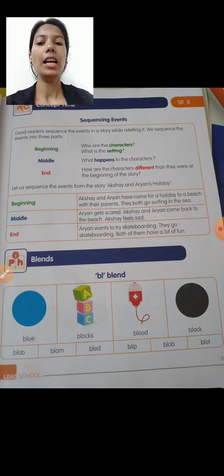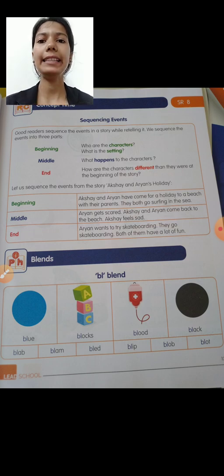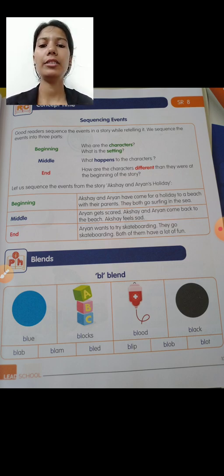Now coming to blends. I have already told you what blends are. Blends are when we combine two sounds, and the combined sound is called a blend. So here we will combine the two sounds b and l, and the combined sound will be bl. The combined sound is bl here.